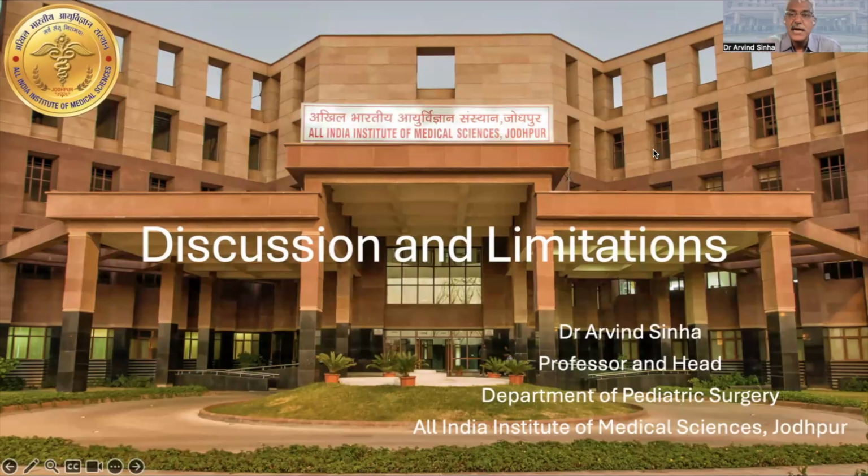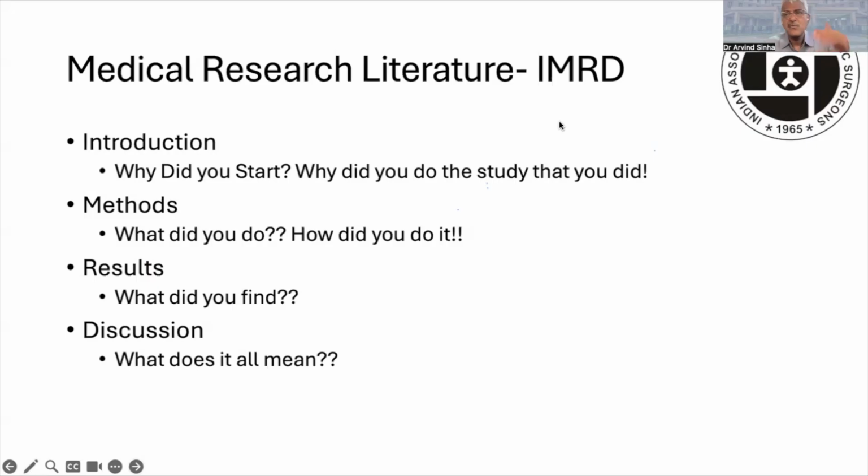Good morning, everyone. Today, we'll be discussing how to write the discussion section of a research paper and identify limitations in a research paper. The standard pattern is IMRD. You start off with the introduction of a research: why did you start the study? Methods: what did you actually do in the study? The results are: what did you find?